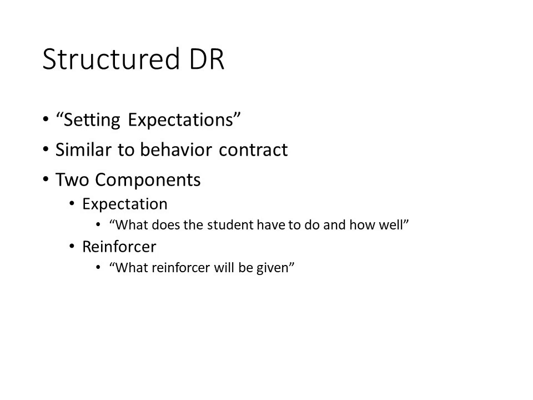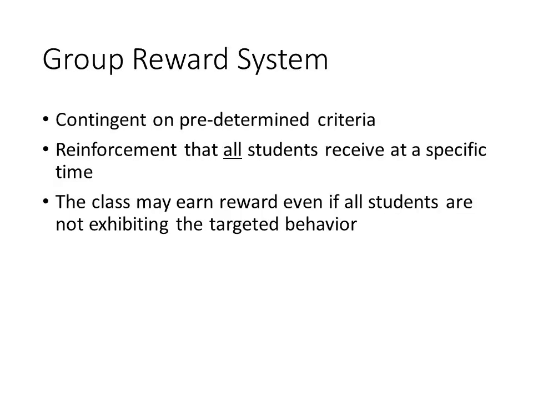The last type of reinforcement schedule we'll discuss is structured. This is just basically setting the expectations. Similar to a behavior contract, there are two components. The expectation, this is what the student has to do and how well, and the reinforcer, what reinforcer will be given. A group reward system is contingent upon predetermined criteria, reinforcement that all students receive at a specific time.